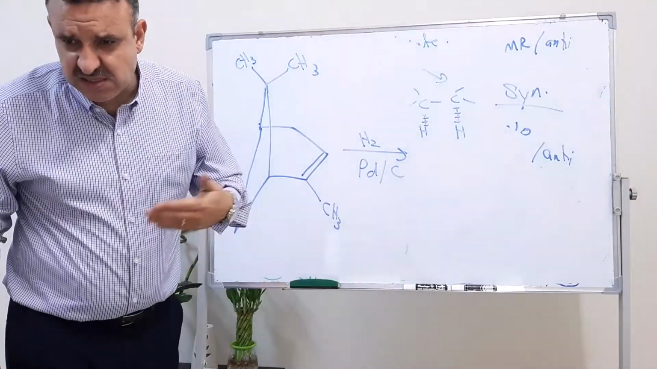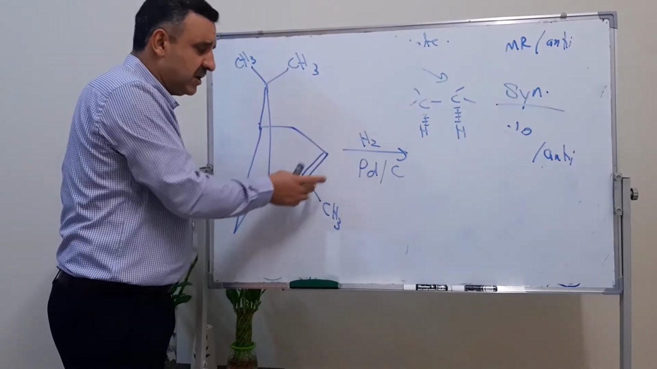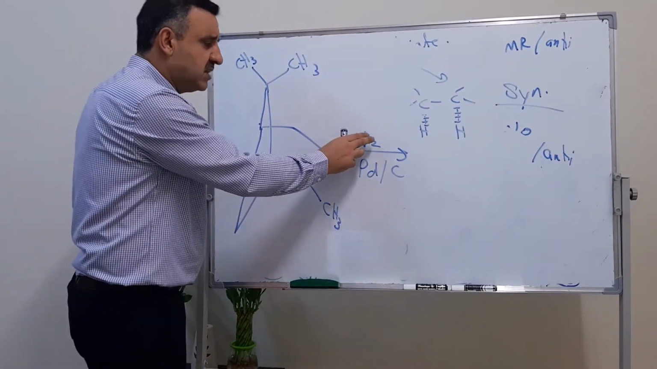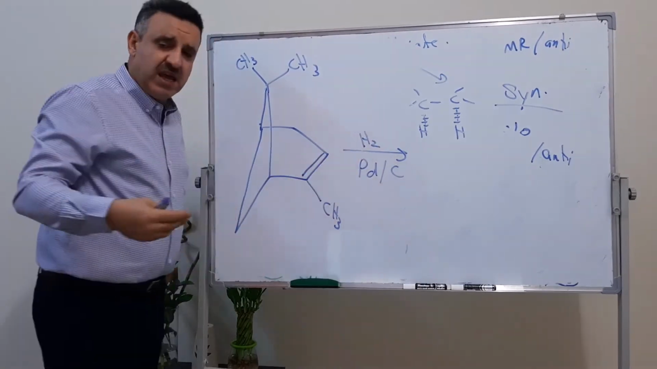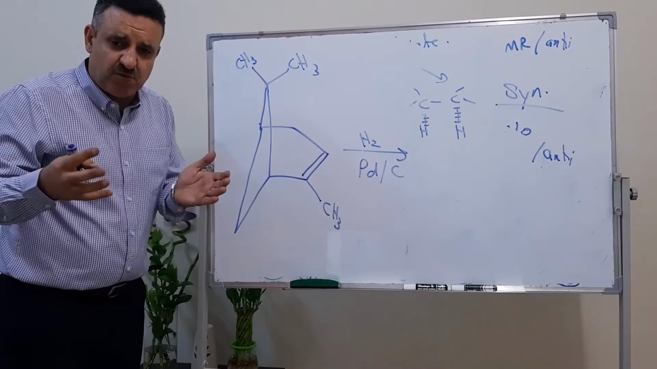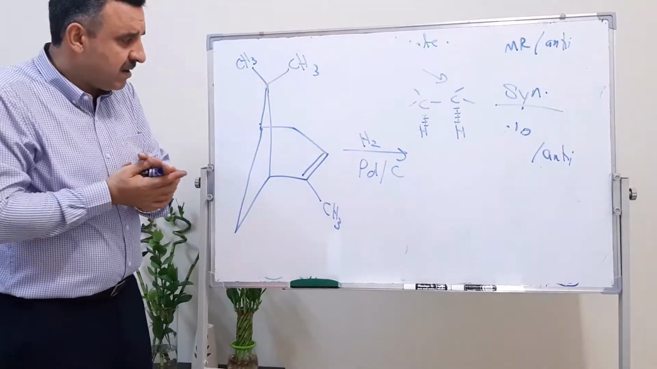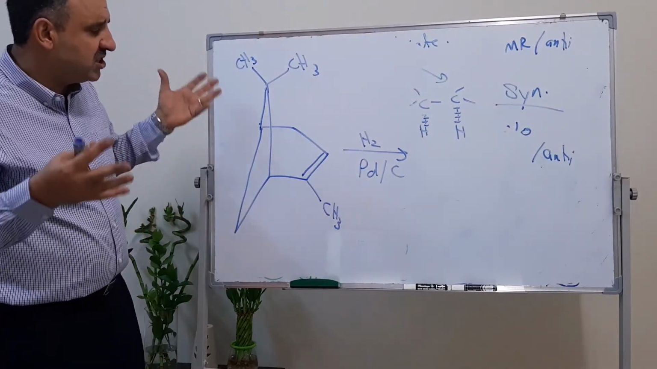Now, we know that this reaction is hydrogenation. In other words, the two hydrogens will add themselves to the two carbons, first. Second, we know that the stereochemistry of this hydrogenation reaction is syn addition. In other words, the two hydrogens should add themselves from the same plane or the same face. But the question is, what about the whole stereochemistry?